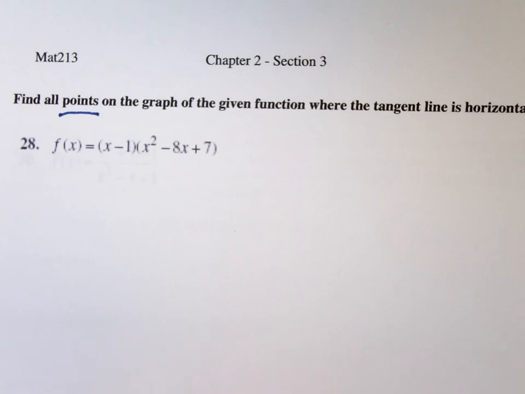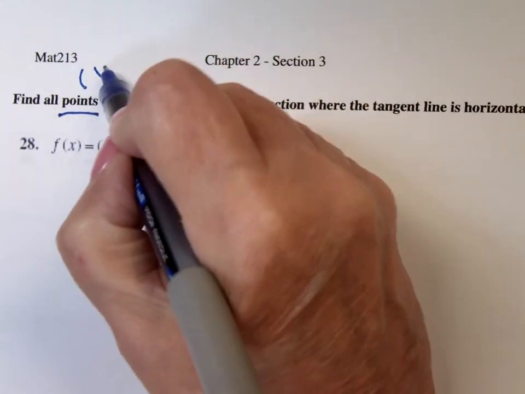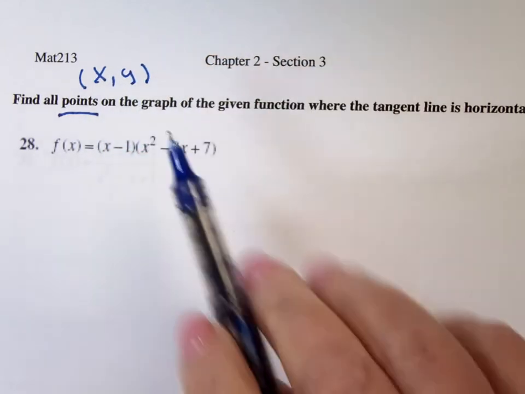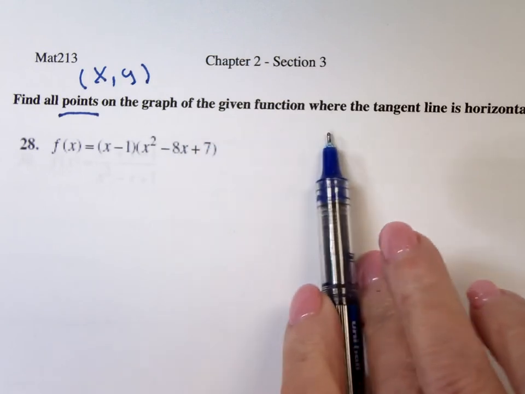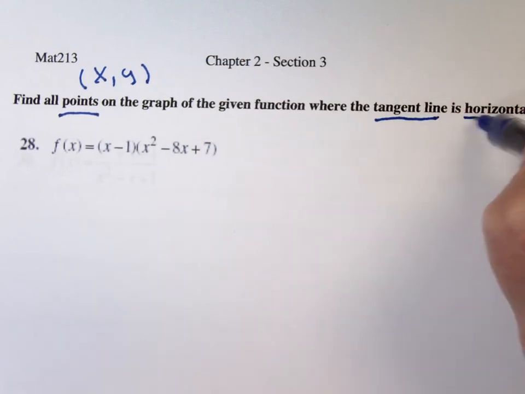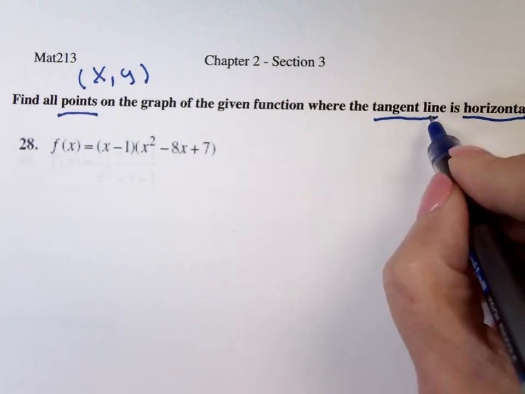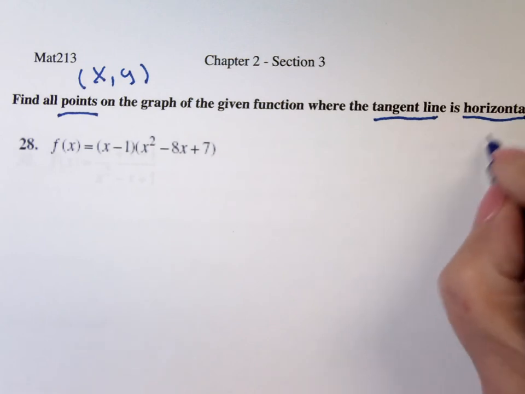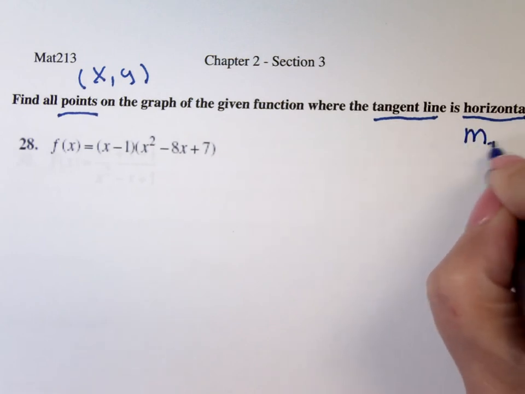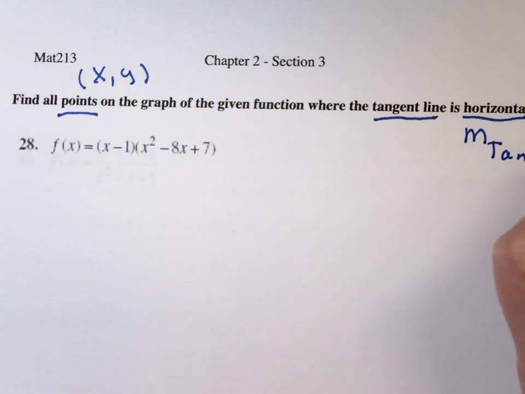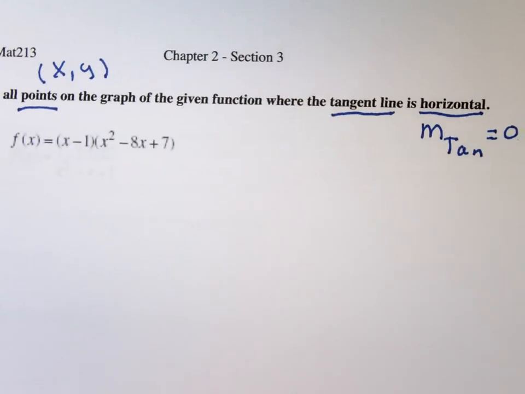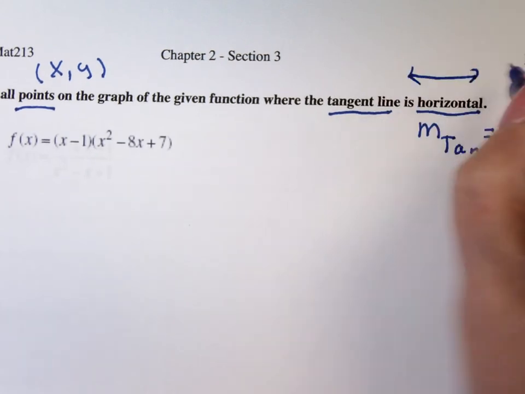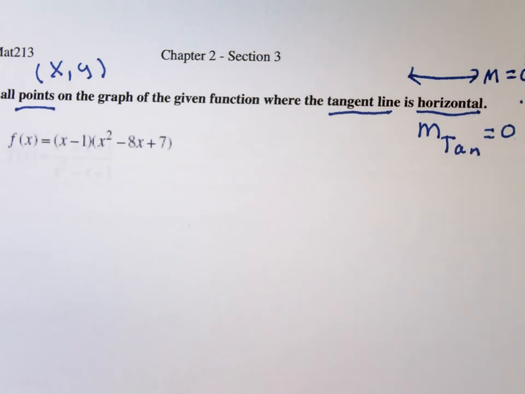Find all points, where they're saying points, that means they're looking for an xy coordinate point, on the graph of the given function where the tangent line is horizontal. Horizontal means that the slope of the tangent equals 0. That's a horizontal line. A horizontal line has a slope of 0.